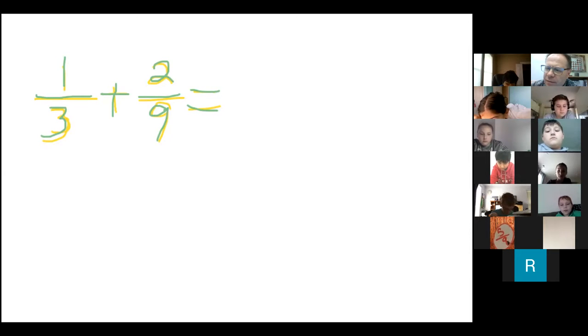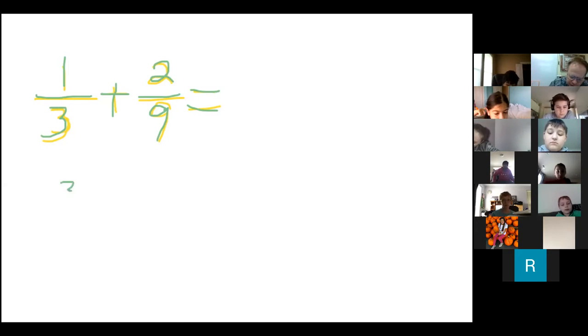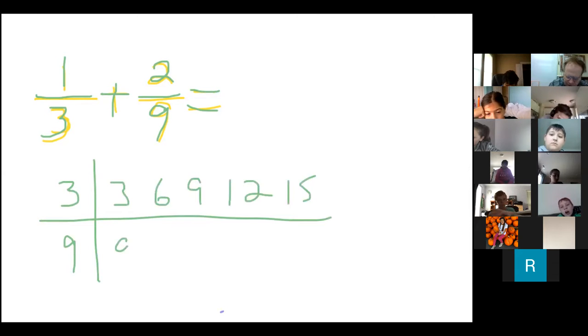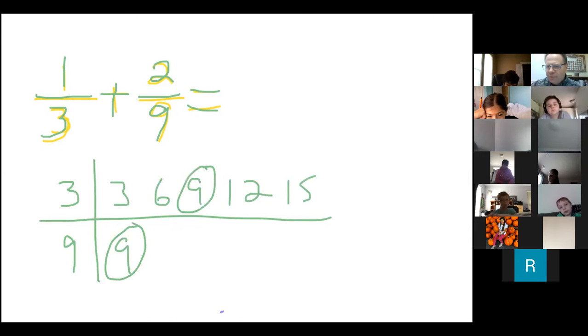What's your common denominator? 2 9. No, that's not a denominator, ma'am. What is your common denominator? What number is the common number? See, you have the 3 and you have the 9. And do multiples of those, and you have 3, 6, 9, 12, 15, and then here you have 9, and there you already have your common multiple, common denominator.